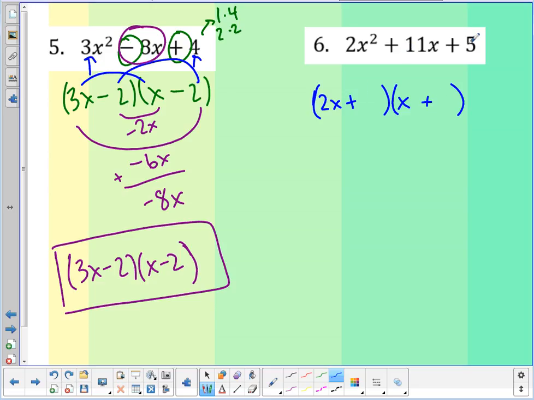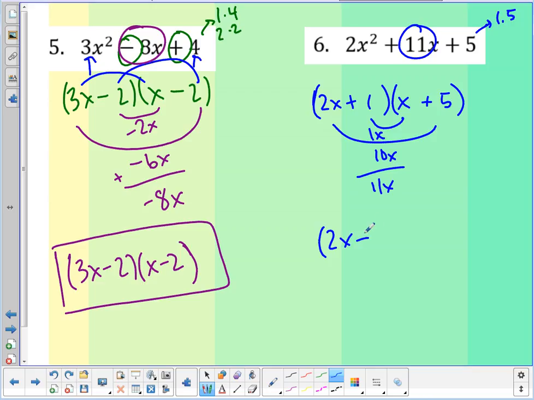If you've got a positive product at the end and a positive sum, you know that these are both pluses, because that's the only way to get a positive product and a positive sum. And then I need to check my 5 and my 1. So the only way to get 5 is 1 times 5, but do I want the 1 here or the 1 there? If I put the 1 here, I'd get a 1x and a 10x, and that gives me 11x, which is what I want. So that's my factored form, 2x plus 1, x plus 5.